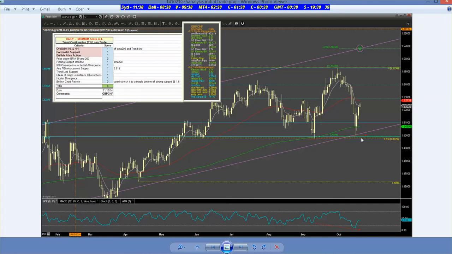So it's come back to test the 61.8, bouncing off the 200 EMA and a trend line that has been discovered. So you could stretch it to a triple bottom of strong support.